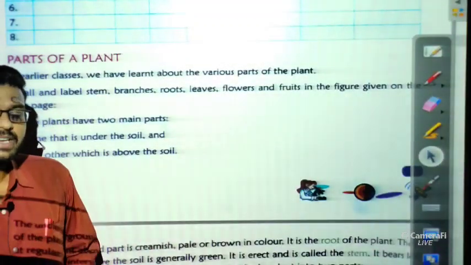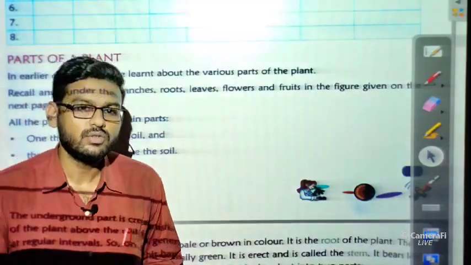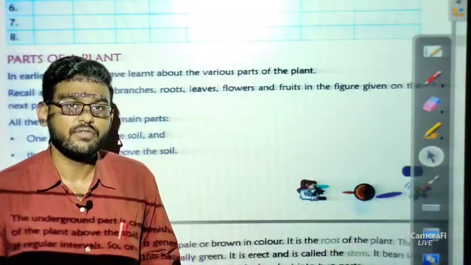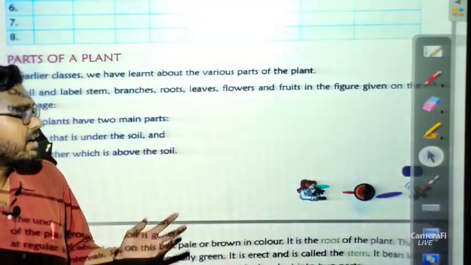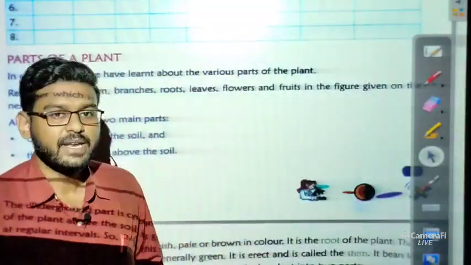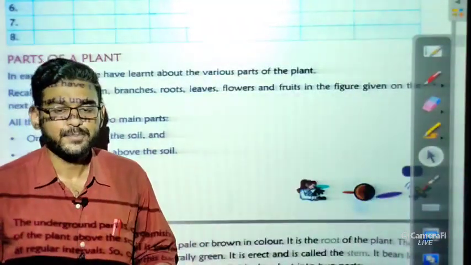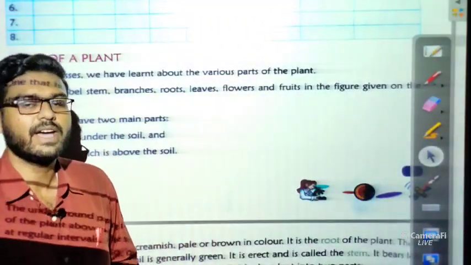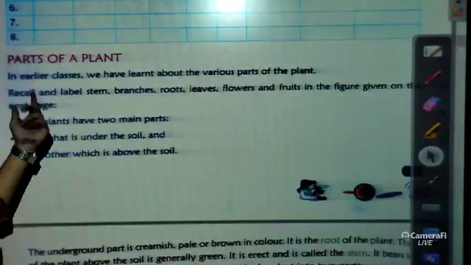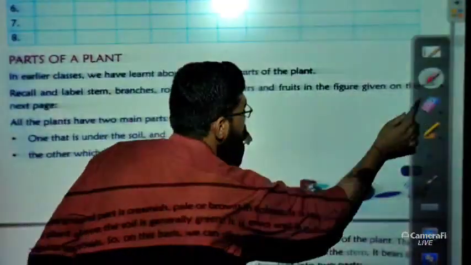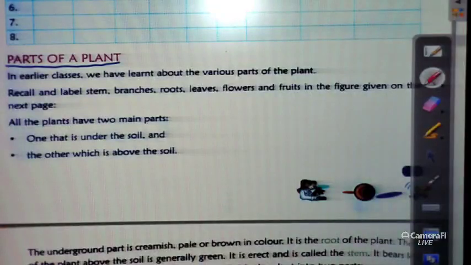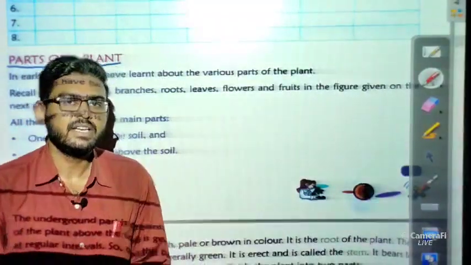In our previous lecture, students, we discussed different types of classifications of a plant. We can classify by seeing the size, by seeing the lifespan, and how they can move. All of those things we have already discussed. Now the next thing we are going to discuss, students, is the parts of a plant. Let me mark it: parts of a plant. How many parts are there in a plant?